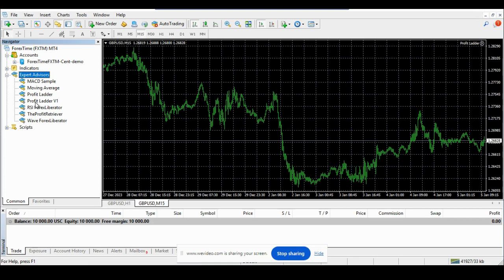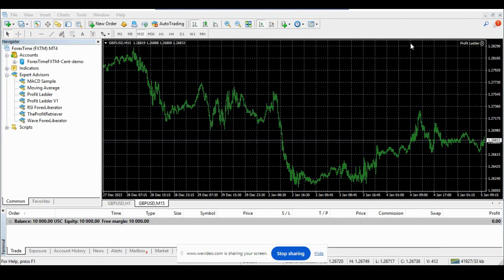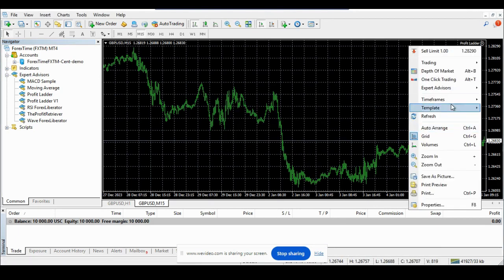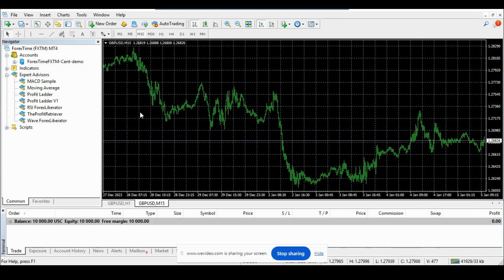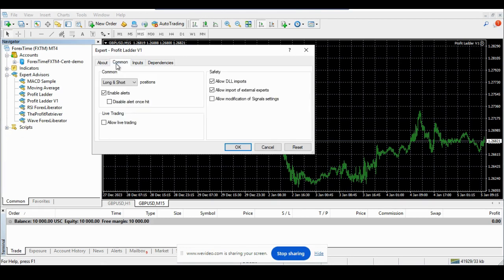So what I want to do is I want to add Profit Ladder. Sorry, let me just delete the previous one that I've added: expert advisors, remove. Okay, so let's go for this. All right, so we're going to add Profit Ladder to the screen. I told you that you go into the common area, make sure that live trading is on, make sure your DLL imports are on, and allow import of external experts is on.